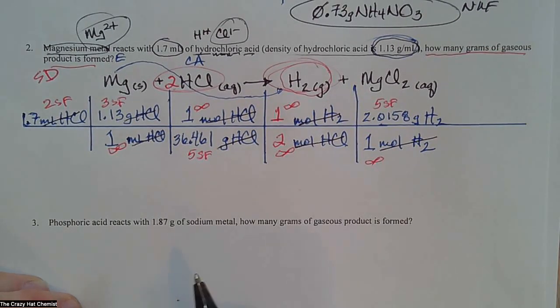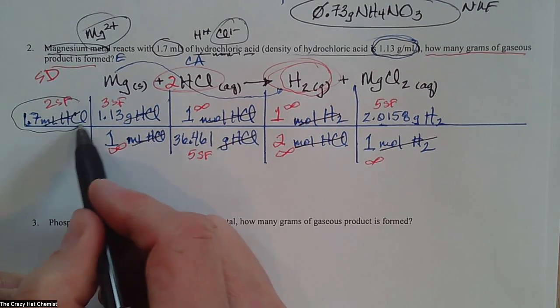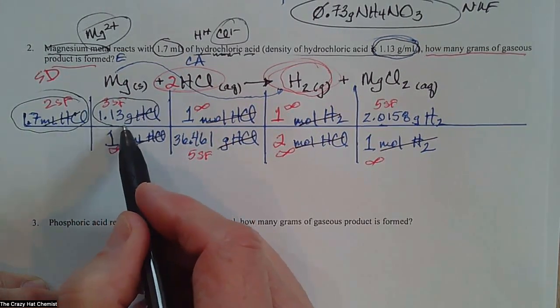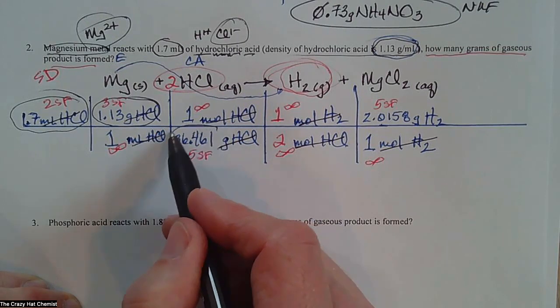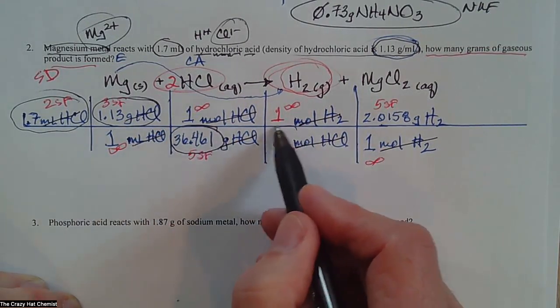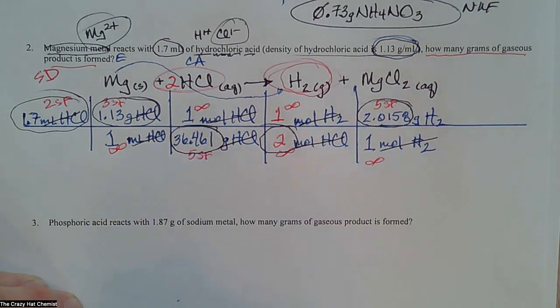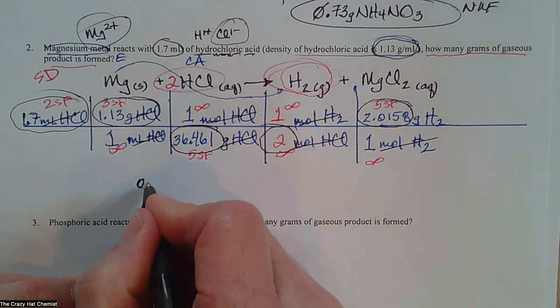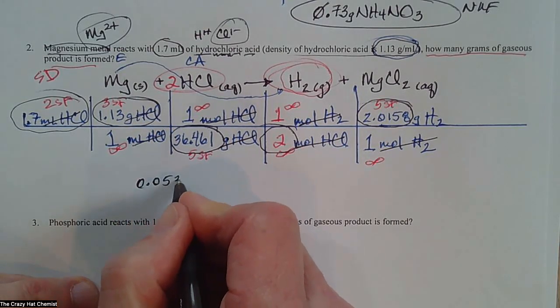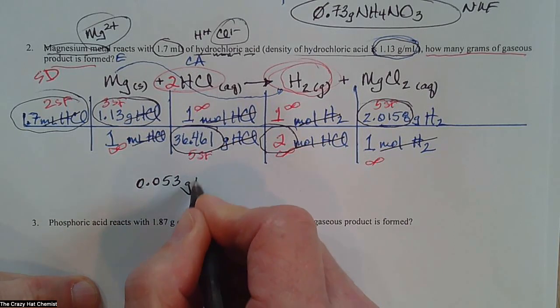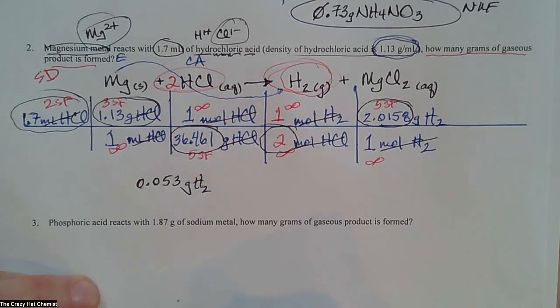So in my calculator, I'm going to plug in the following numbers in the following way. 1.7 times 1.13 divided by 36.46 divided by 2 times 2.0158. I'm going to round that answer to 2 significant figures, and that is 0.053, and that's units of grams and the formula of H2.